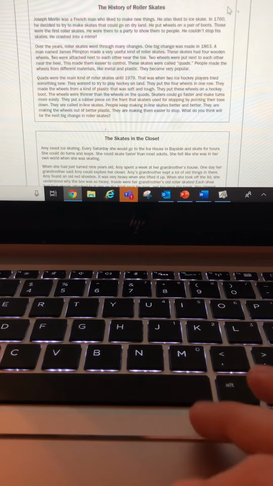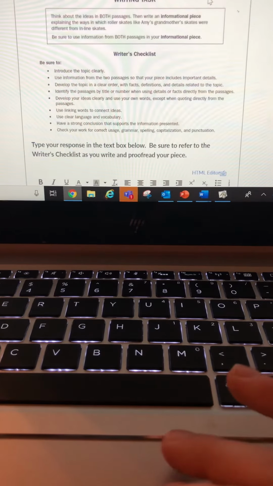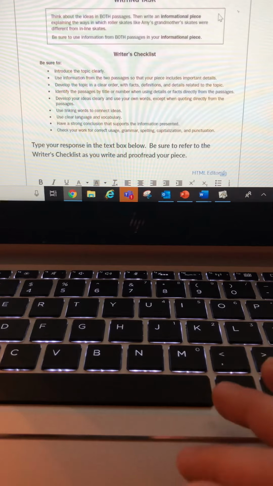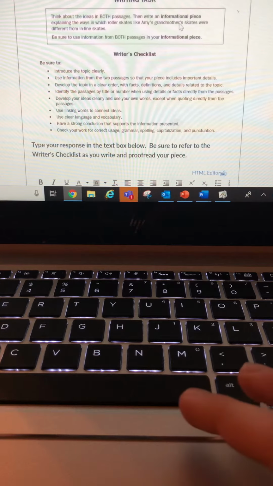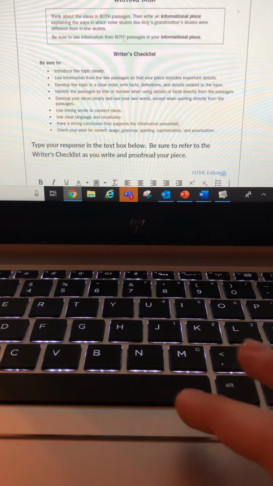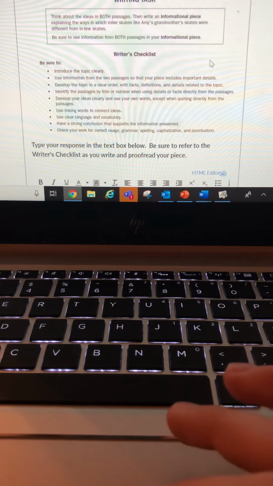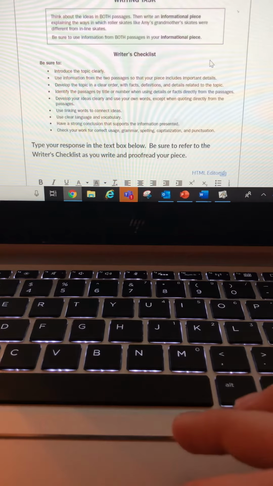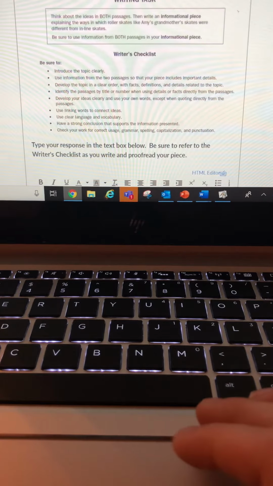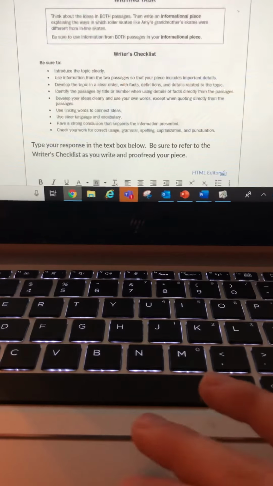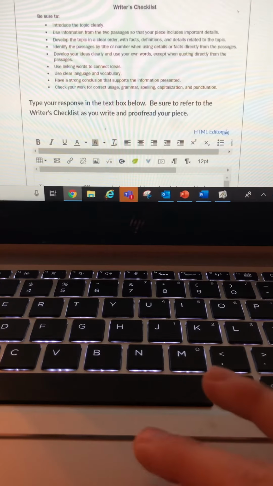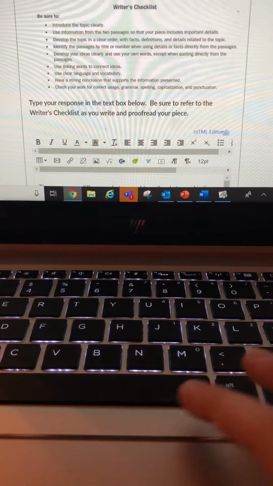Today's assignment consists of writing an informational piece of writing explaining the ways in which roller skates, like Amy's grandmother's skates, were different from inline skates. Now, I understand that we did this passage in class, but I'm challenging you to try this by yourselves at home. So my best advice to you is launch the prompt.